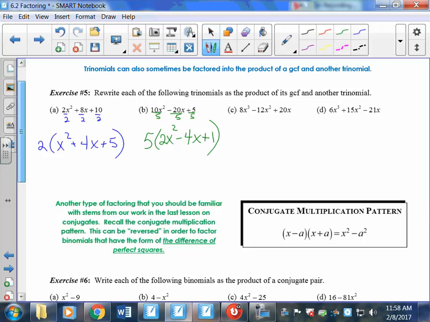All right, 8, 12, and 20. I'm feeling a 4 here. How about you? But I also have an x, right? So I can take a 4x out of each one of these. And I get 2x squared. Whoop, let's put the 4x on the outside. 2x squared minus 3x plus 5. And the last one, we're going to take out a 3x, because they go into each of these. And we're going to put the 3x on the outside and be left with 2x squared plus 5x minus 7.